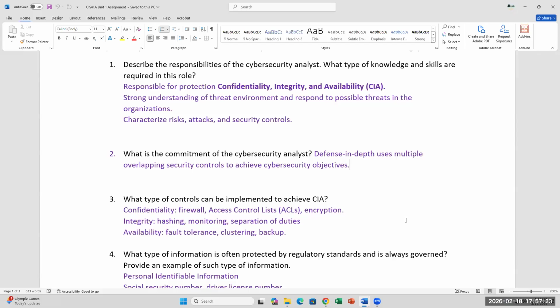We can monitor. So the big key in preventative is monitoring, right? Keeping an eye on it, making sure that we check it. And then SOD, separation of duties. So what does this mean? Can you tell me what that means? Separation of duties? Anyone know?